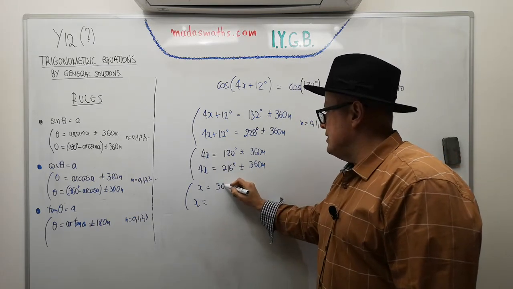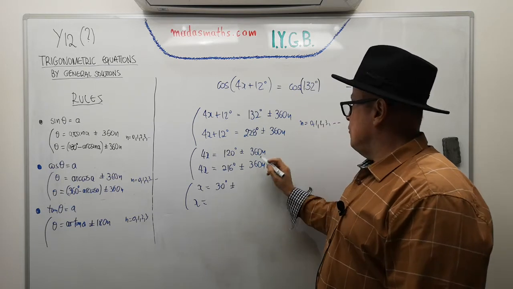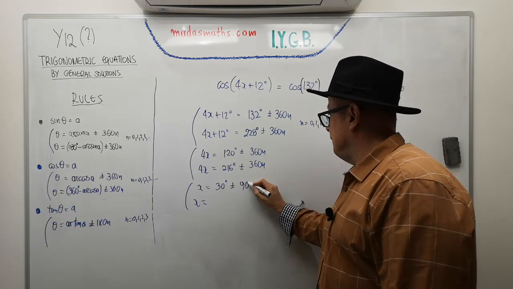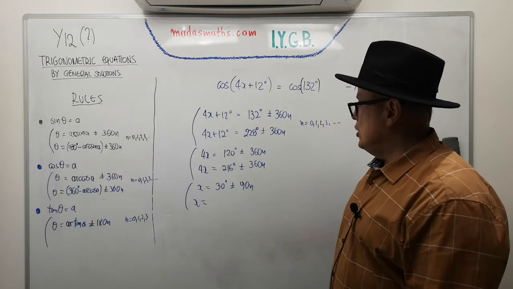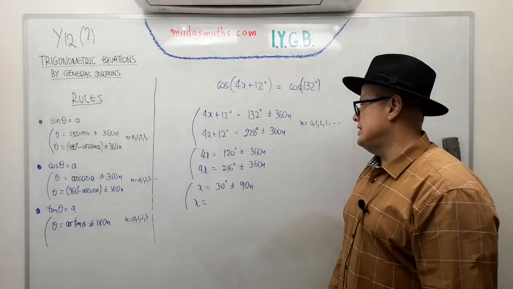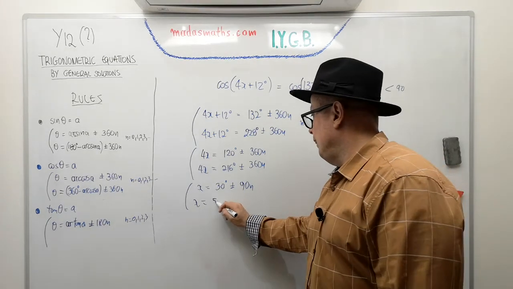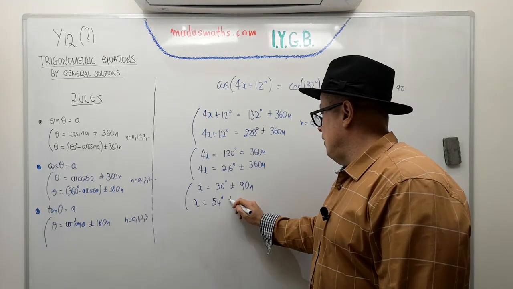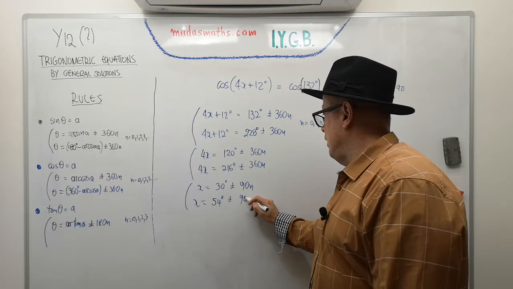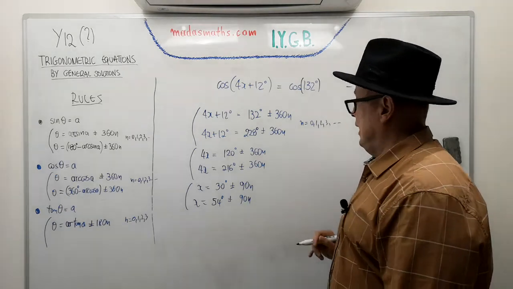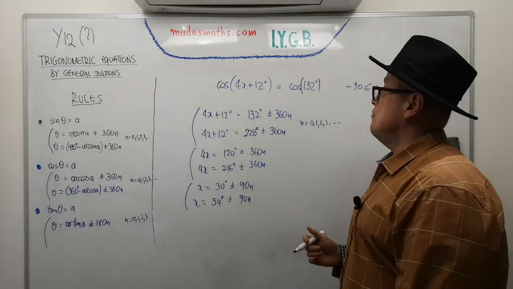It will give us 30 with repeats of 90 degrees. And if we divide 216 by 4, half it is 108, half it is 54. So it's 54 degrees plus or minus 90n. Okay, I'm ready to get solutions as before.